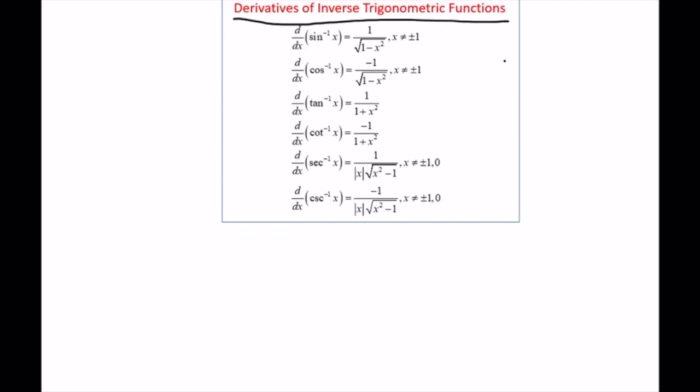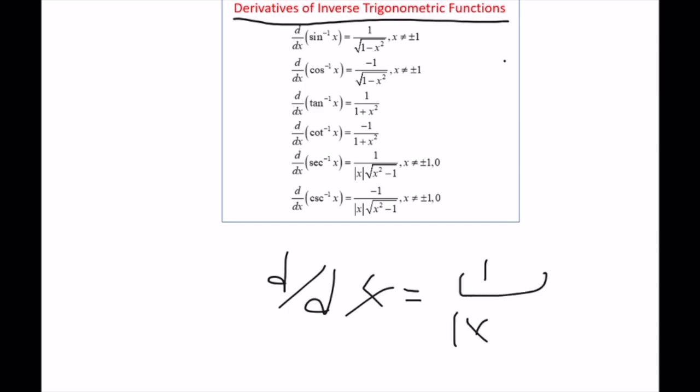Now, finally, a little more complicated problem is the secant inverse. The derivative of secant inverse, from the formula table, is 1 over the absolute value of x times the square root of x squared minus 1. Be careful, that order is super important. It's the absolute value of x times the square root of x squared minus 1.